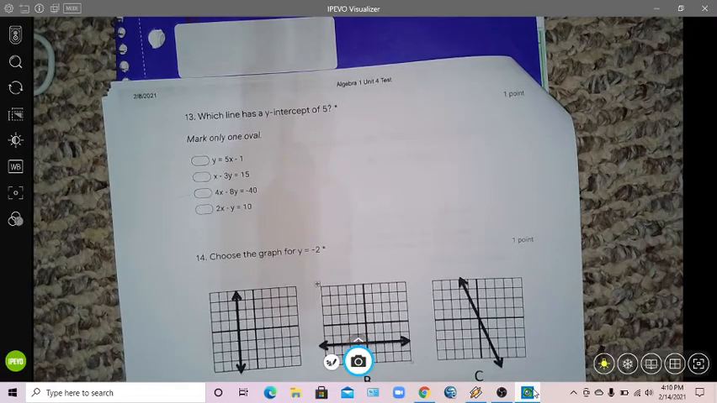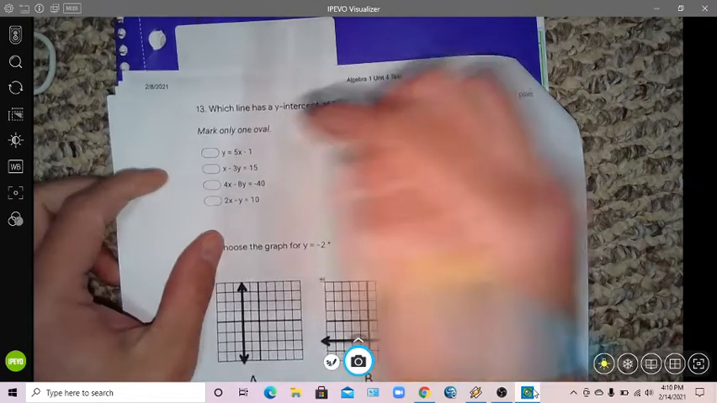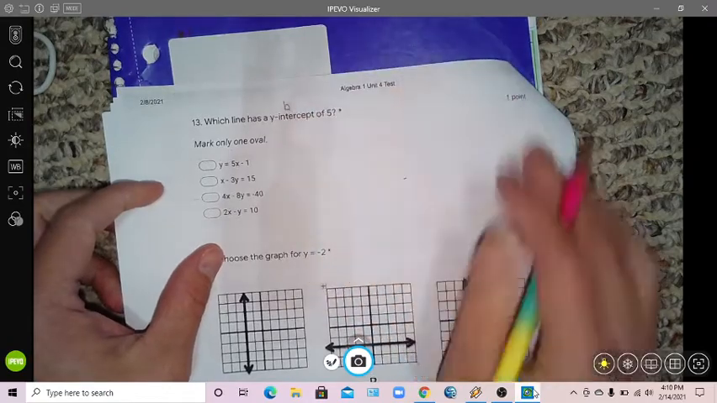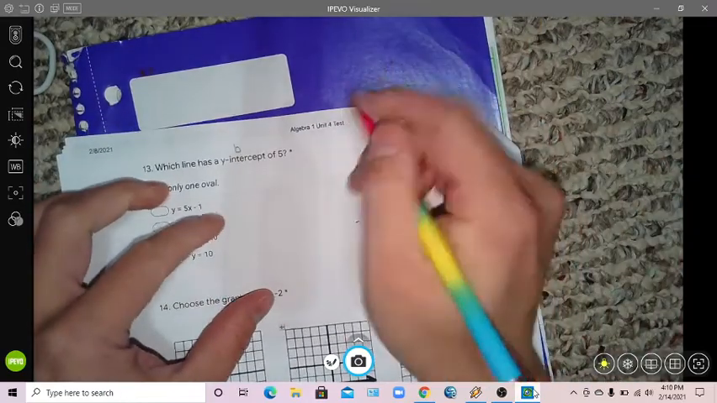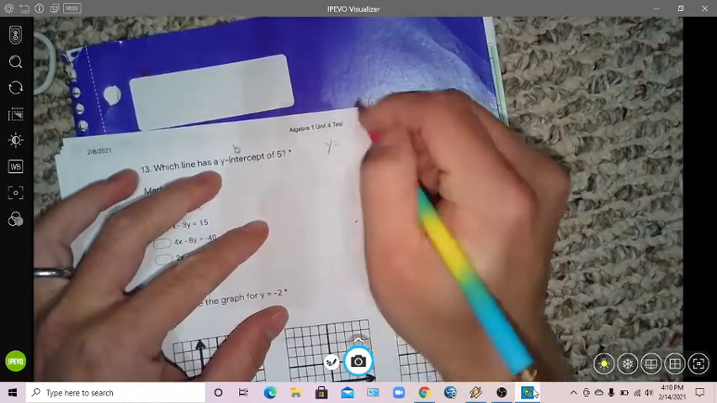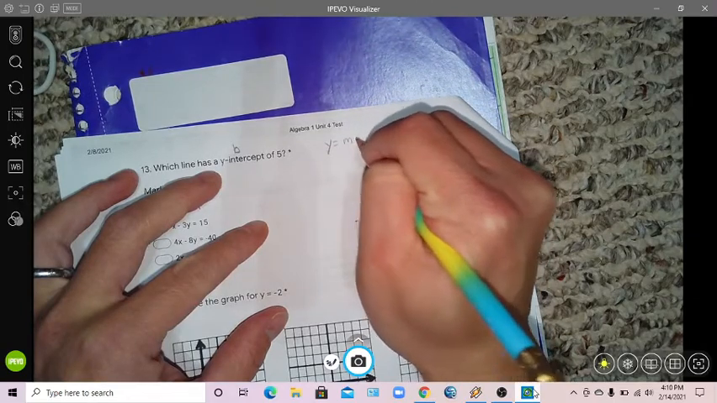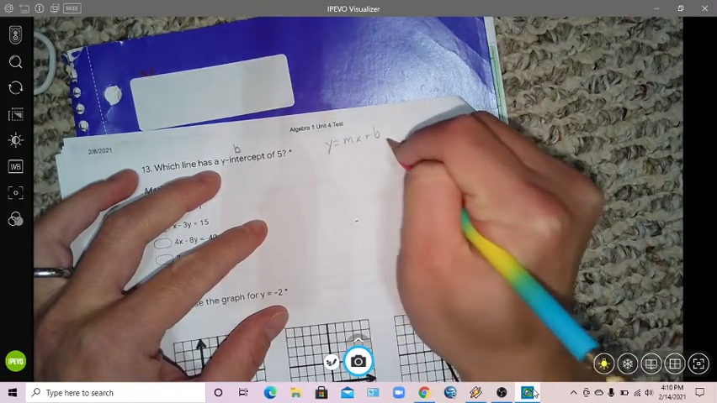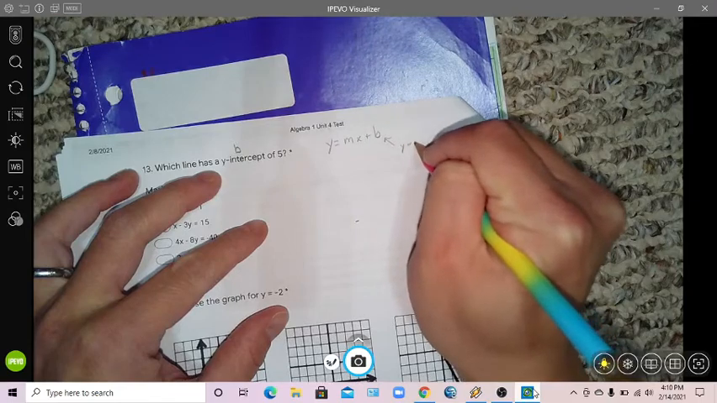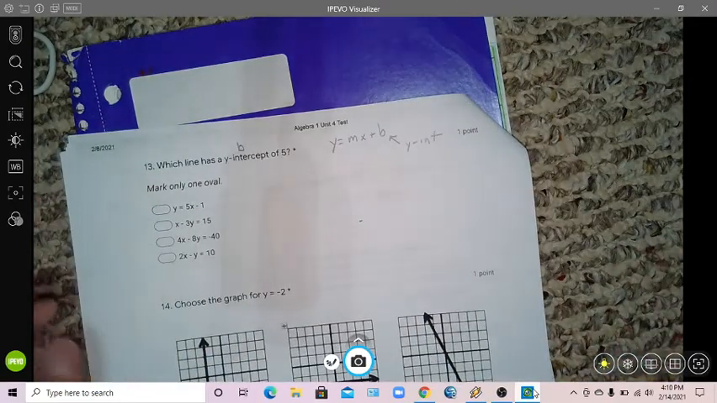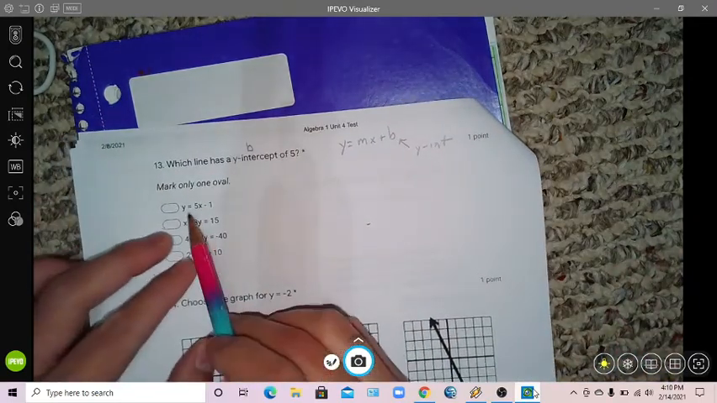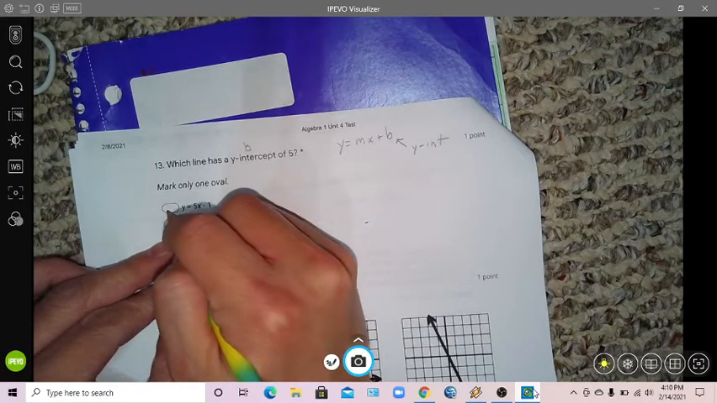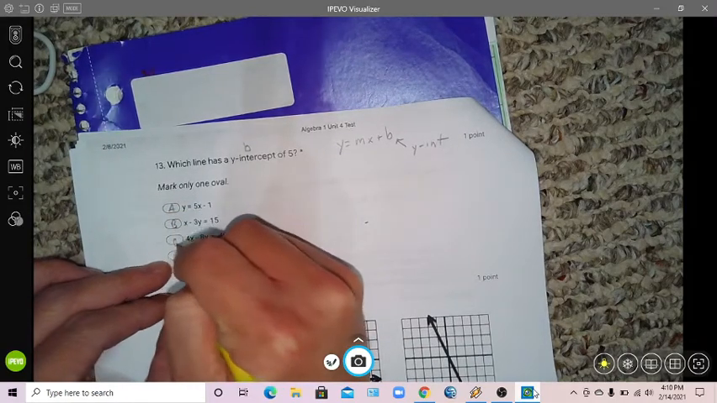Alright, so which line has a y-intercept of 5? For the y-intercept, this is the b in y equals mx plus b. So if you missed this one, write y equals mx plus b. There is the y-intercept. Okay, so look at that first option here. We'll label this A, B, C, and D.